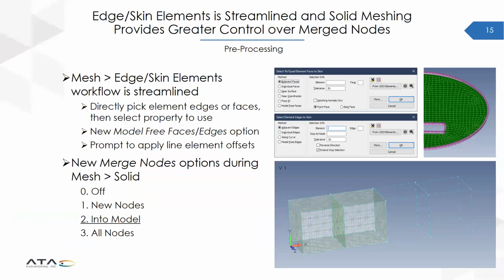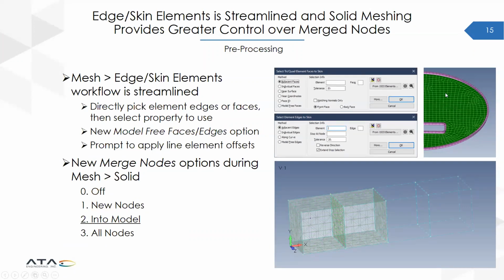So we'll continue on with some of our pre-processing updates, and we'll start off with some meshing enhancements. The first is going to be some improvements to our edge or skin element commands. And overall, this workflow is just going to be streamlined compared to what was available previously. For instance, if you have this green shell mesh and you want to outline all of the free edges with 1D elements, now you just pick your edge skin elements command, and then you'll be choosing faces or edges to skin.